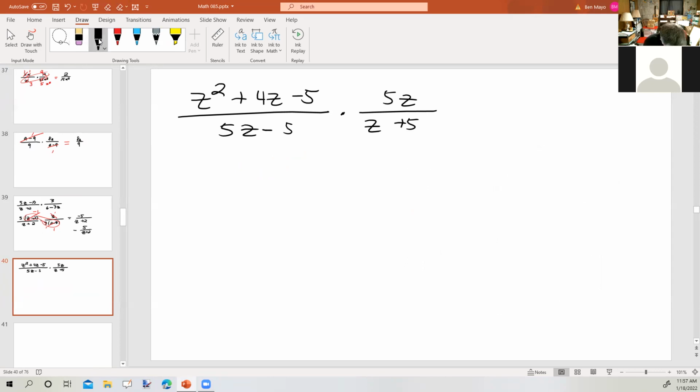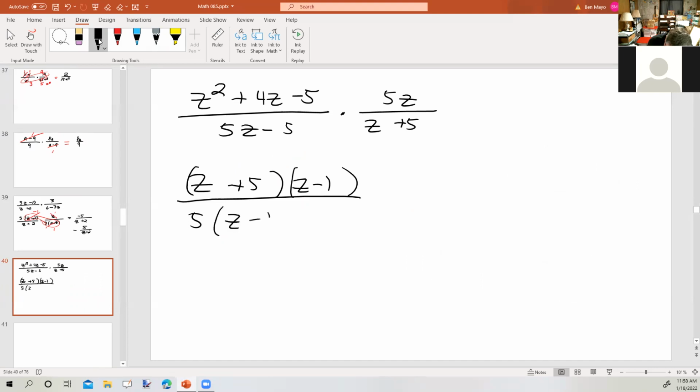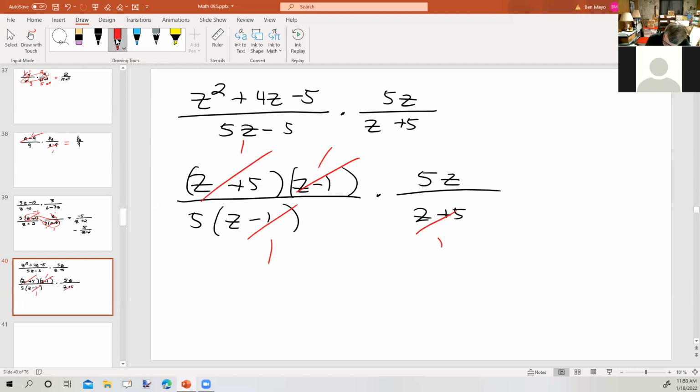Let's put a minus sign here. That's what the problem is supposed to have. Let's see what happens now. Well, in the numerator, we have a z and a plus 5 and a minus 1. In the denominator, we have a 5 and a z minus 1. Over here, 2z, z plus 5. Okay, that changes everything. These reduce down. These reduce down. Those reduce down, and we just got z left.